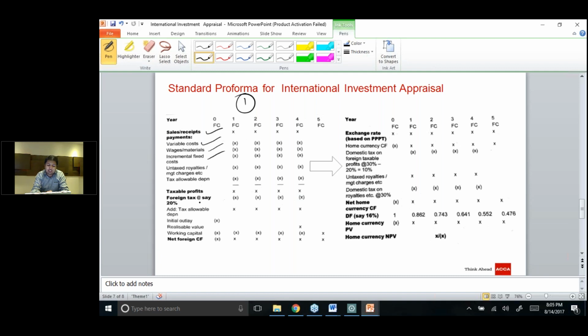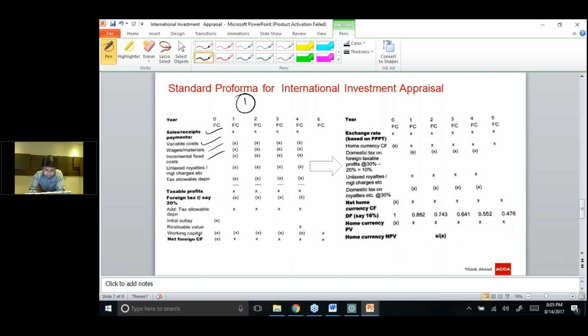Taxable profit, apply the foreign tax, then add back tax allowable depreciation, because you have deducted tax allowable depreciation from the above cash flows. Cash flows will be lower and you have to pay lower tax every year. Then add back the tax allowable depreciation because it's a non-cash expense. Then why have you deducted it in the first instance? Because when you deduct the tax allowable depreciation from the above cash flows, they will be lowered and you have to pay lower tax. You have automatically calculated the tax saving on it.